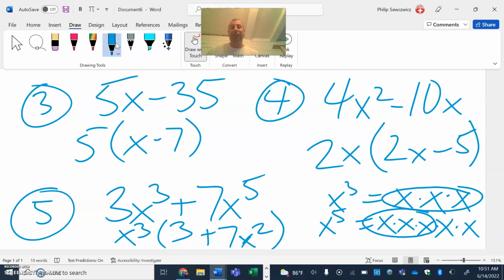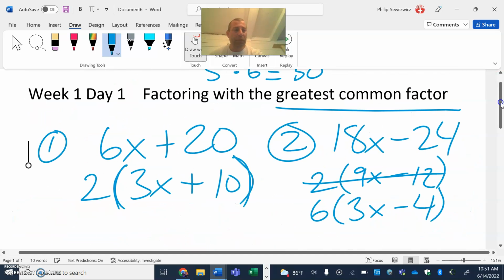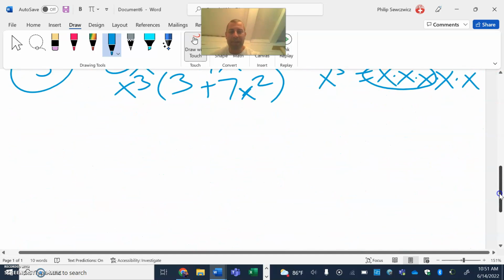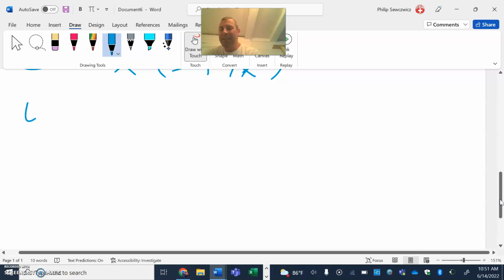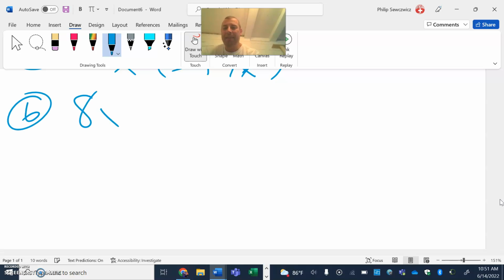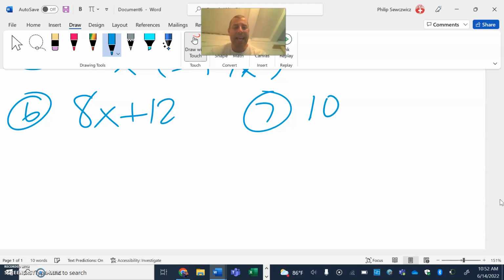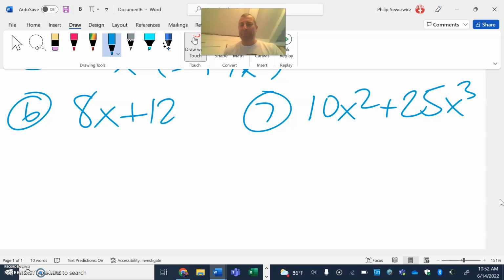5 and 6 are factors because you can multiply them together. We're just going to give you 2 to try by yourself here. And then that'll be it. So for question number 6, let's try something like 8x plus 12. And then for question number 7, let's try something like 10x squared plus 25x cubed. Hit that pause video and try it.